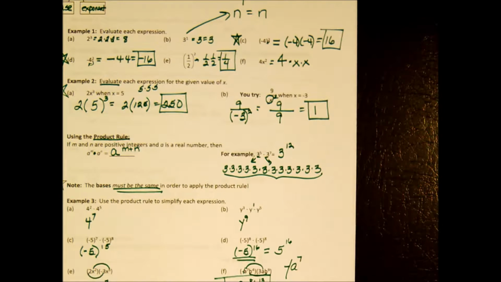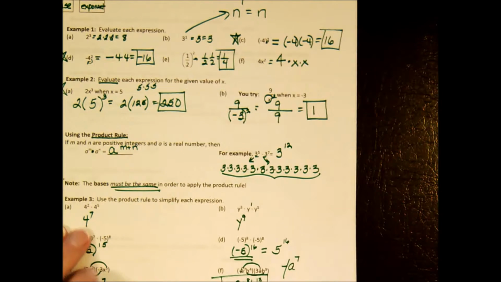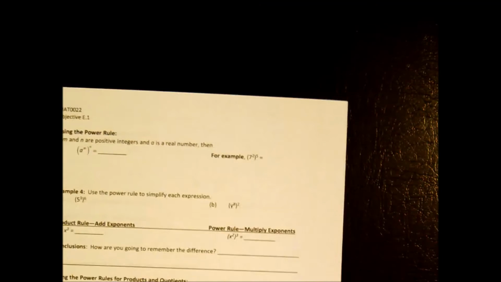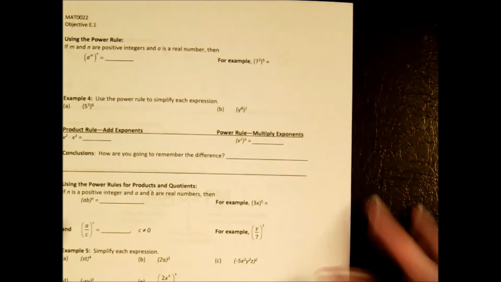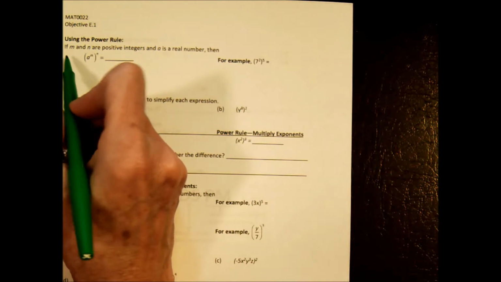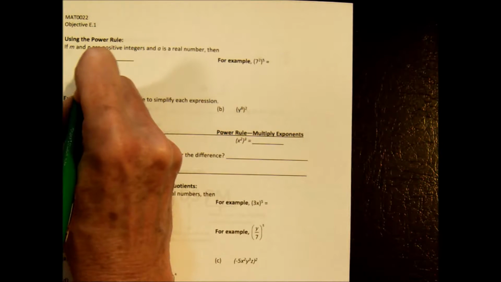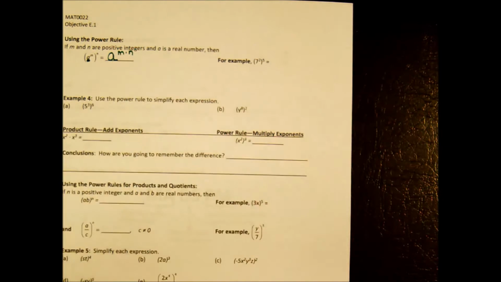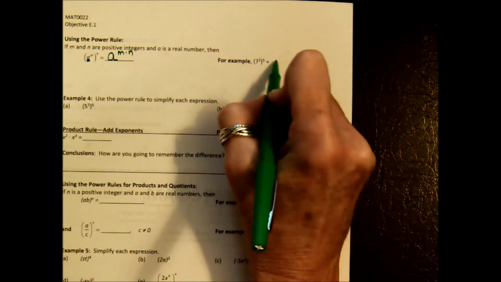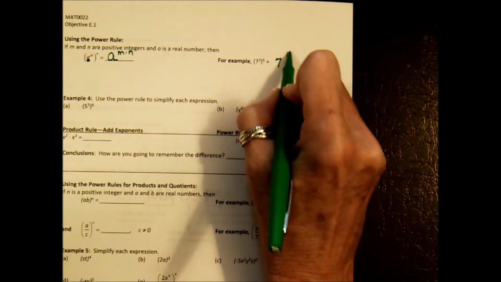All right, looking at the next page, with our exponents, we have our second rule. The second rule is called the power rule because it's more powerful than the product rule. And basically what it says is, if you have one base and it's raised to an exponent, and then that whole thing is raised to another exponent, in other words, the exponent is raised to an exponent, you keep the base and you multiply the exponents. So using that, this should be 7 to the 2 times 5, which is 10th.